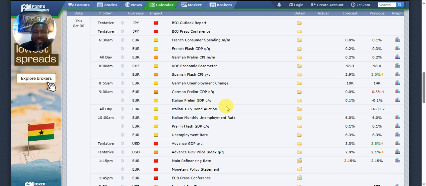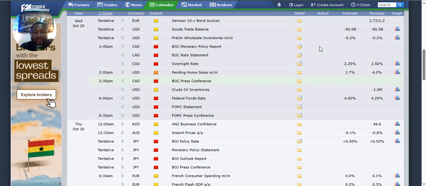Now, the details. After the news, they publish the results, which the envelopes represent. That's what we call details. Now we have what we call the actual. The actual only occurs after the news has been released.